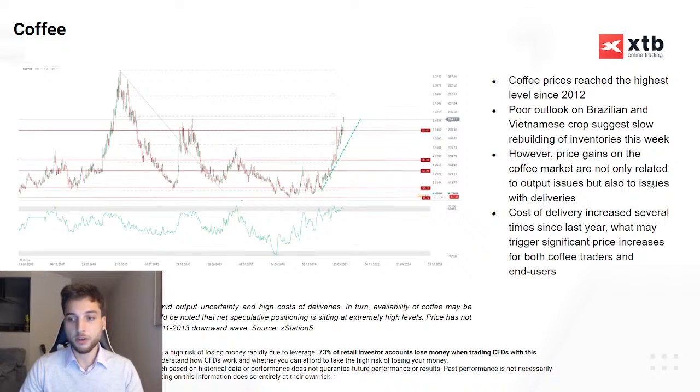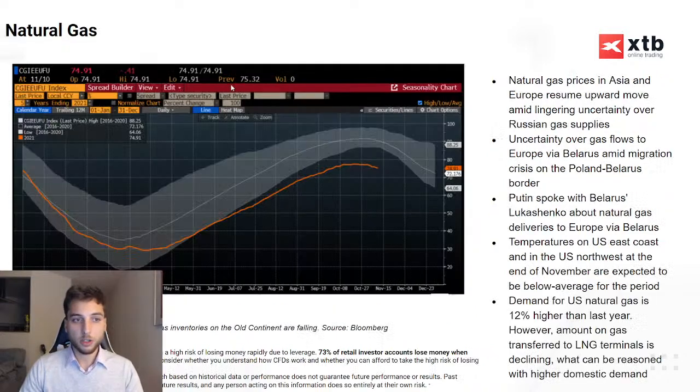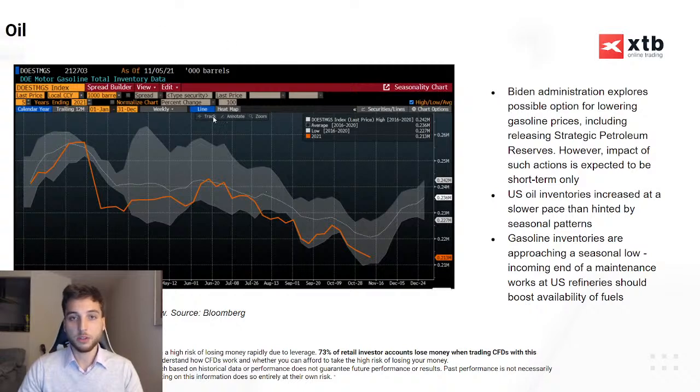However, the price gains on the coffee market are not only related to output issues, but also to issues with deliveries. And cost of deliveries increased several times since last year, which may trigger a significant price increase for both coffee traders and end users. Again, cost of deliveries, we can go back, tied to these things where we talked about these factors on oil and other markets as well.